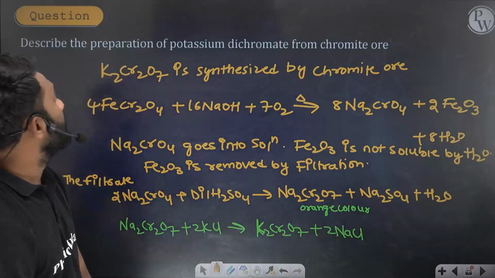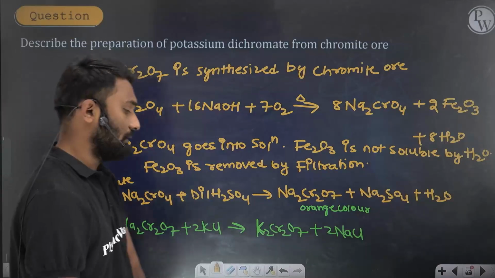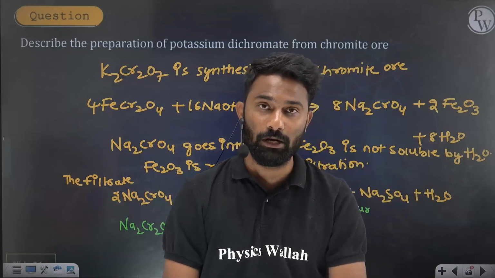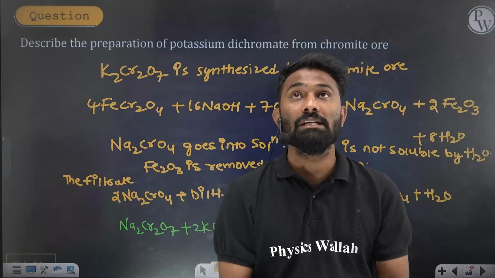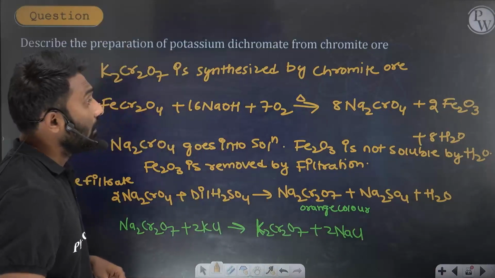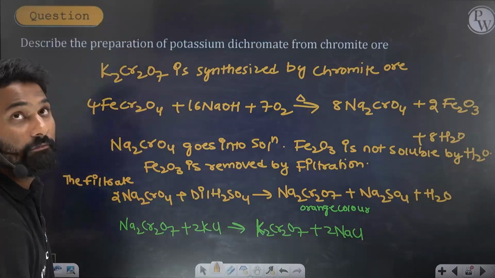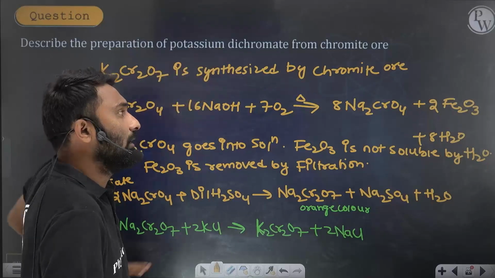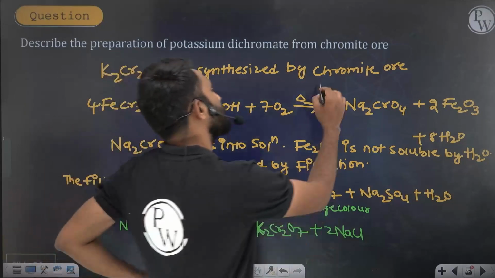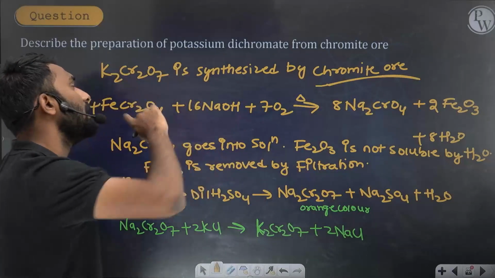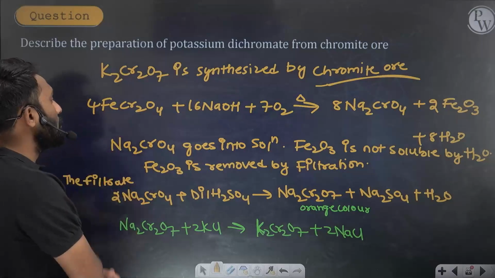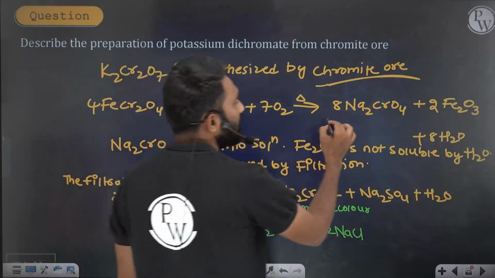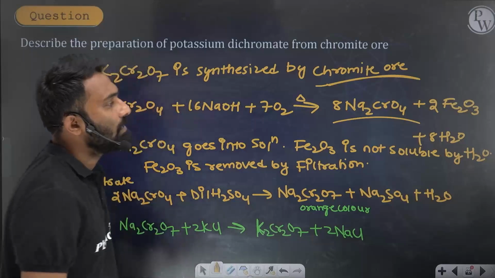Then next, describe the preparation of potassium dichromate from the chromate. Now, by the pyrolusite we prepared the potassium permanganate. Now potassium dichromate, how can we prepare it? We can prepare it from the chromite ore. K2Cr2O7 is synthesized from the chromite. From the chromite only we can prepare the potassium dichromate. Now here these 4 moles of FeCr2O4, in the presence of base and in the presence of oxygen, by heating we will get Na2CrO4 plus Fe2O3.